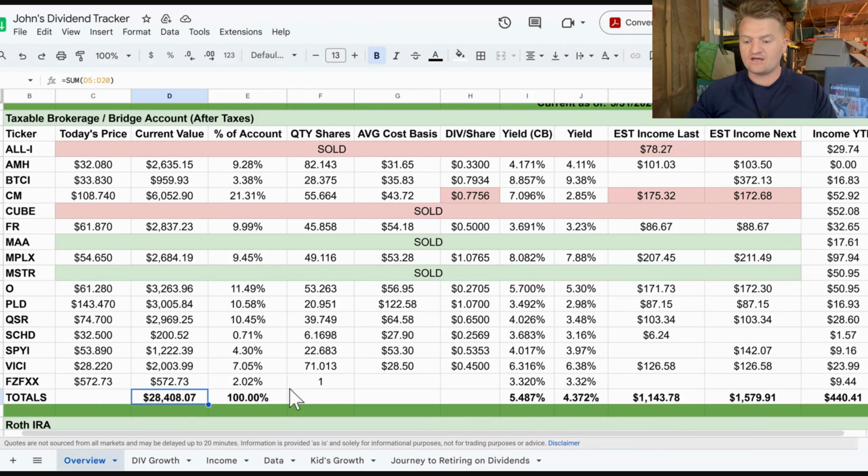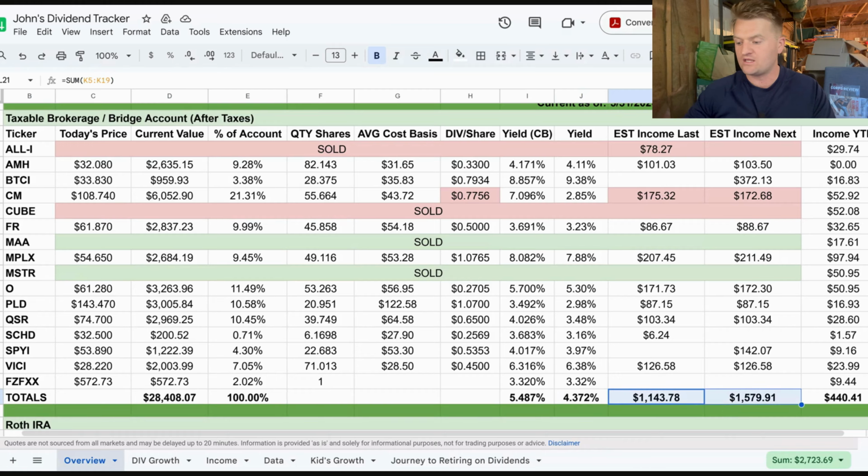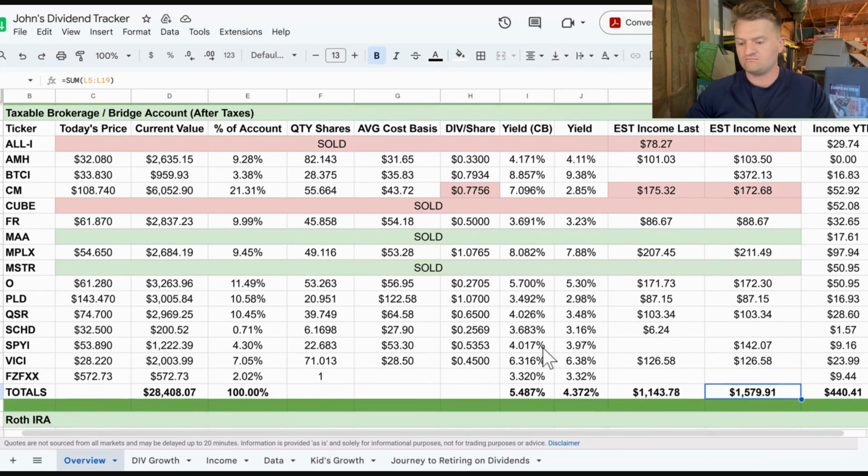Our total portfolio value is just over $28,000 in the taxable account, with a 5.487% yield. And again, that bumped up because of BTCI and SPYI mainly, with a yield, if you bought everything today, of 4.372%, with an income year to date expected of $1,579. Again, Bitcoin really boosted that one, so I understand. This is a huge increase for a portfolio like mine, so I understand where that came from. And then we'll get into year-to-date dividends later.